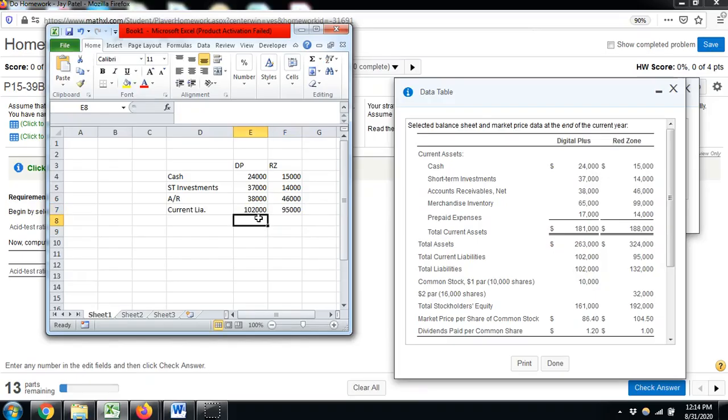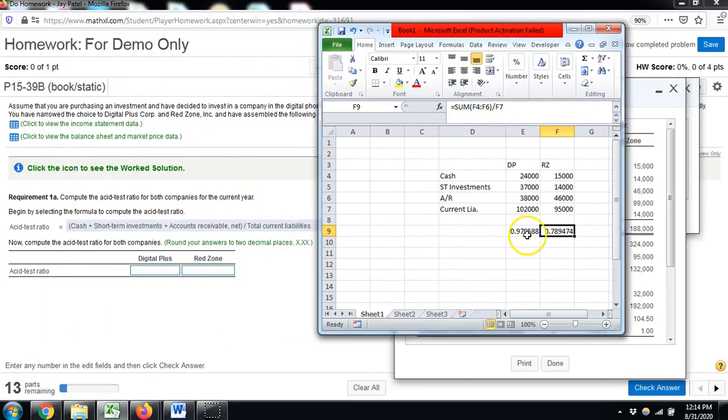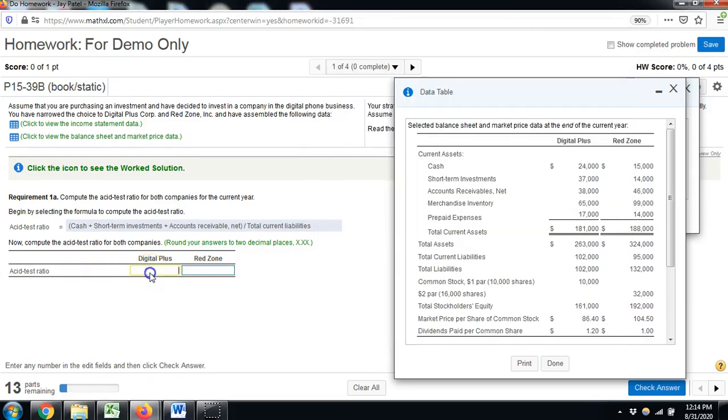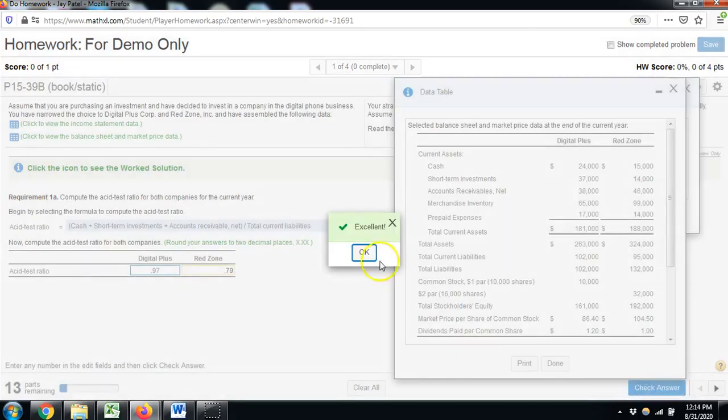Okay, so now let's do our math. So we're going to take the sum of these three divided by current liability and just apply that formula over. So you see here it's the same formula but just for the other company. So digital plus 0.97 and red zone is 0.79.